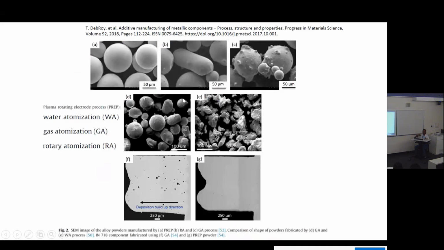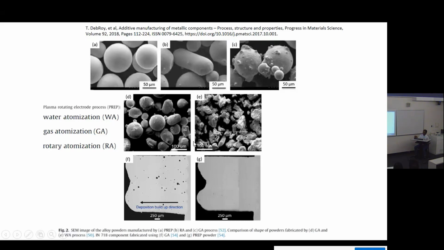So you have a molten metal, and then you have a gas go through it, and then it will disperse the molten metal into a number of particles, and it will look something like that. But one thing you'll notice is it will also have some satellite spheres attached to these powders. I think this is again a gas atomized powder. What is it? D is, yes, gas atomized.